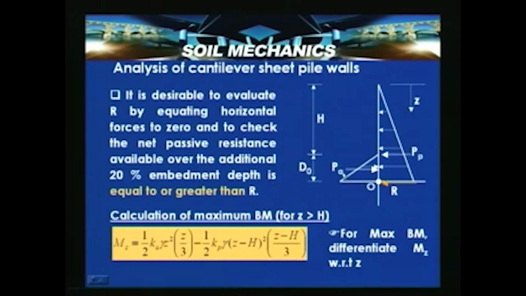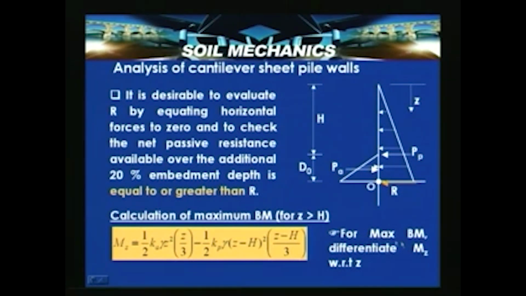Here it is wrongly shown, this is PP and this is PA. Calculation of the maximum bending moment can be obtained for Z greater than H. That is, Z is 0 at this point and is measured from this level downwards. So Mz is equal to half Ka gamma Z square into Z by 3, minus half Kp gamma into (Z minus H) whole square, that is this portion, into (Z minus H) by 3.